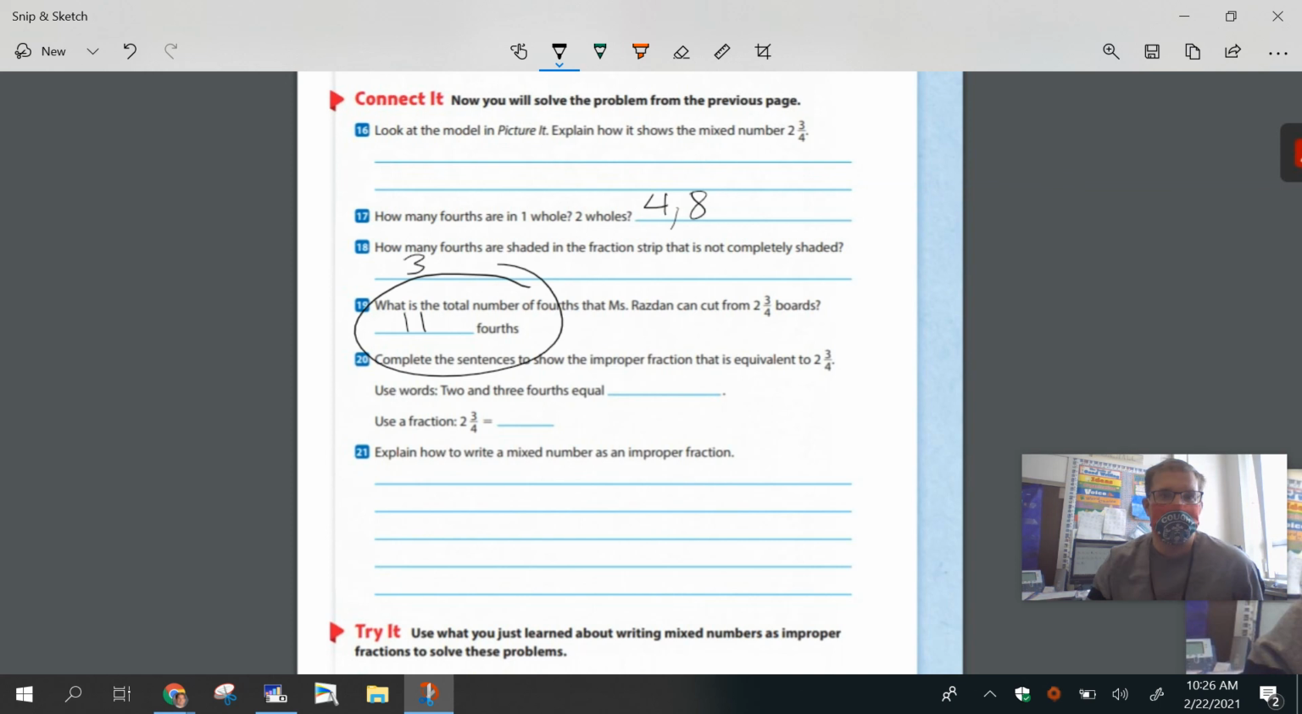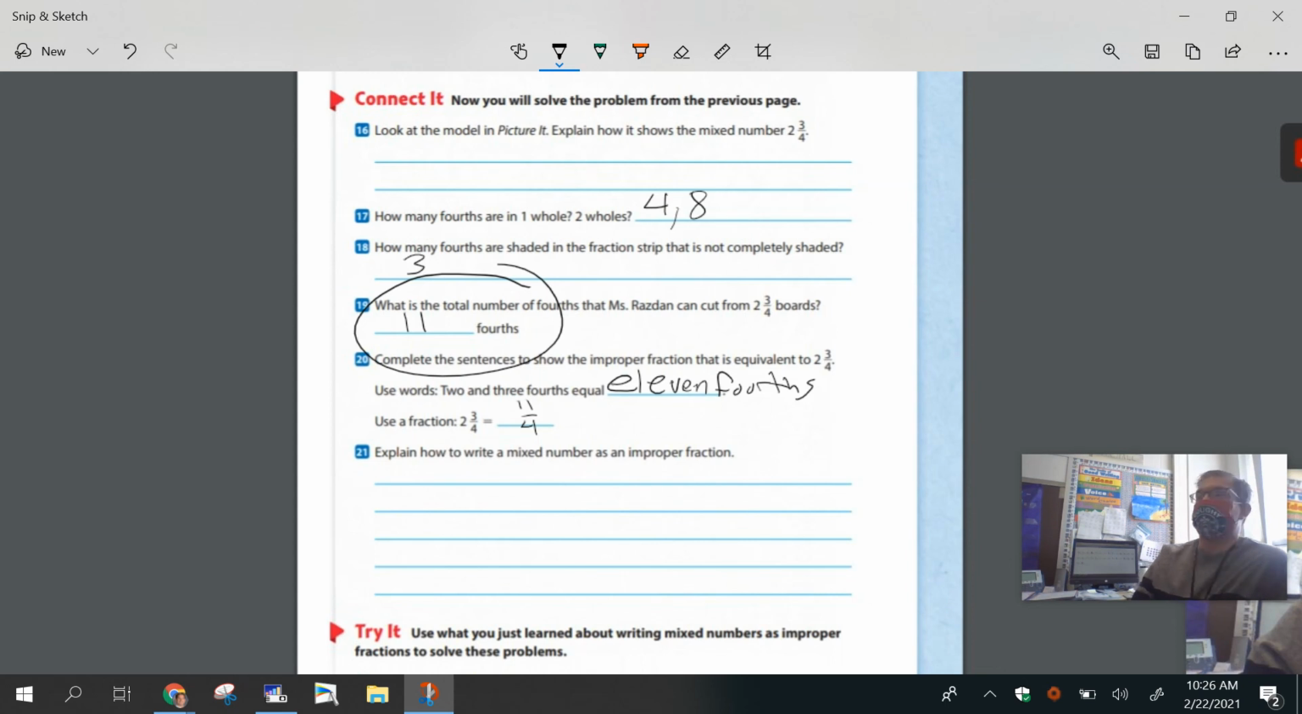Okay. It equals, you're just using words. So you should have written down 11 fourths. Now it's a fraction, and we wrote it on the other page, 11 fourths.